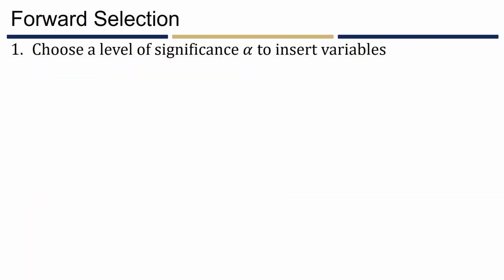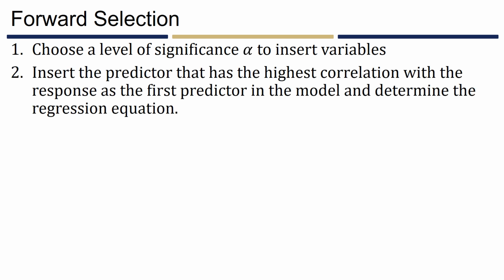So let's first take a look at the forward selection algorithm. Step 1 in the forward selection algorithm is to choose a level of significance, alpha, in order to insert variables into your model. Step 2 is to take a look at the correlation matrix between your response and each of your predictors. The predictor that has the highest correlation with your response should be the first predictor that you insert into the model. And this is where we're going to start taking a look at building our final model.